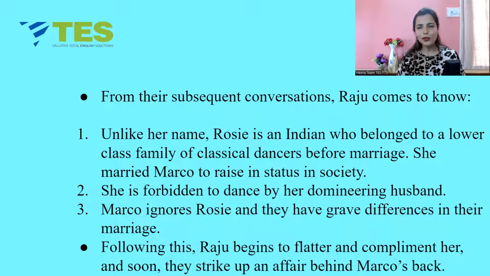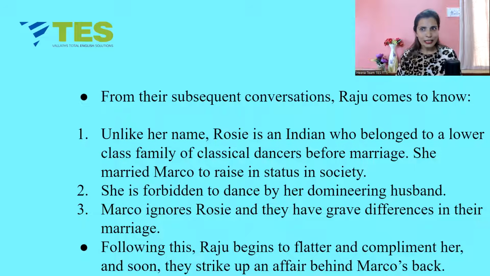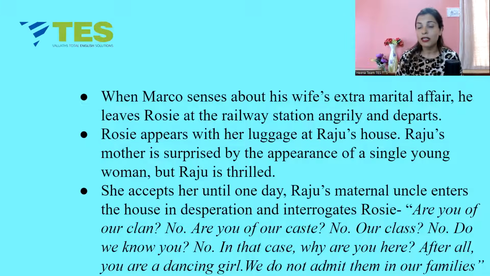Following this, Raju begins to flatter and compliment Rosie, telling her, oh God, you're such a beautiful dancer. Oh my God, you should continue with this profession of yours. And soon they strike up an affair, an extramarital affair behind Marco's back. And when Marco senses his wife's extramarital affair, let me tell you, he leaves Rosie at the railway station angrily and departs from Malgudi forever.